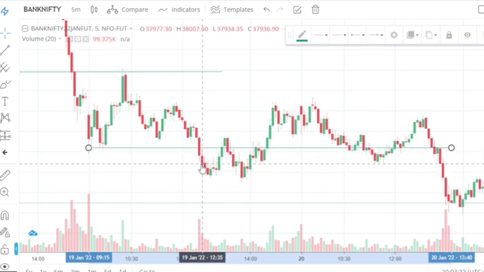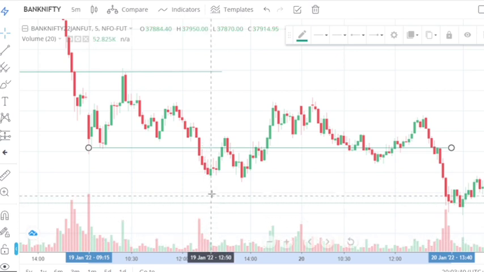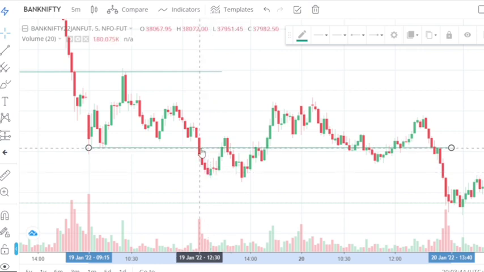Even though volume is decreasing, all the candles are red only. There is no green candle. There is no chance of reversal. Only here there is a chance of reversal, so I come out immediately. So from this level, 38,000, it moved to 37,878. I am not capturing the whole move.